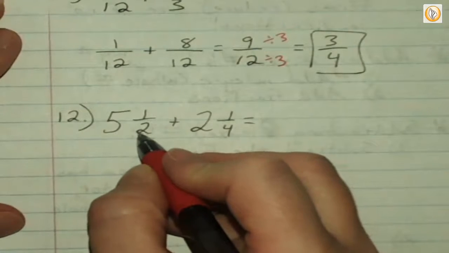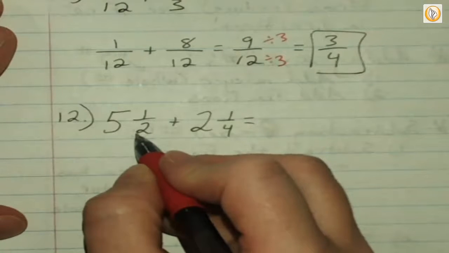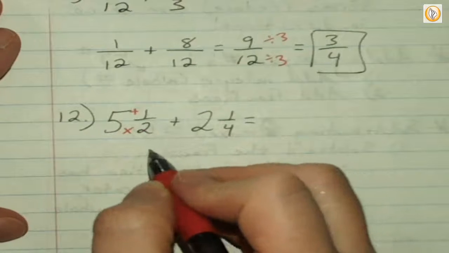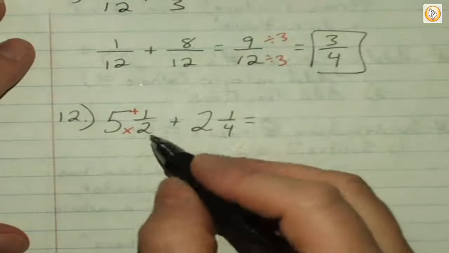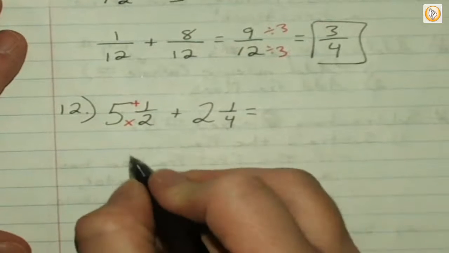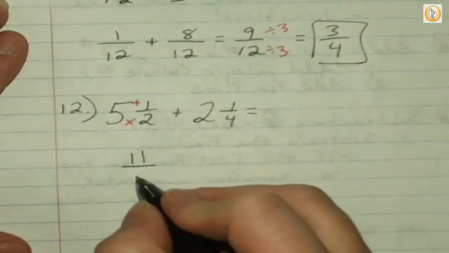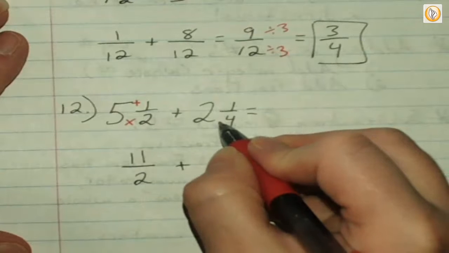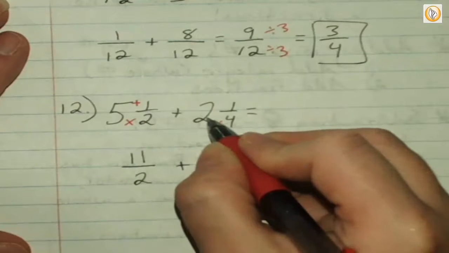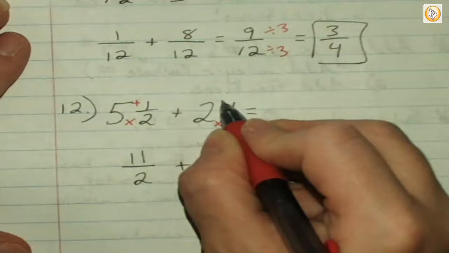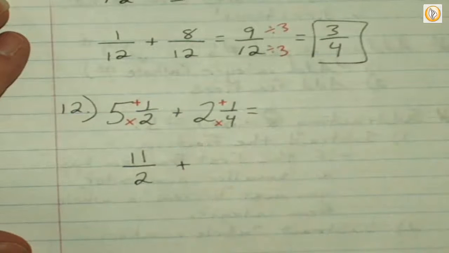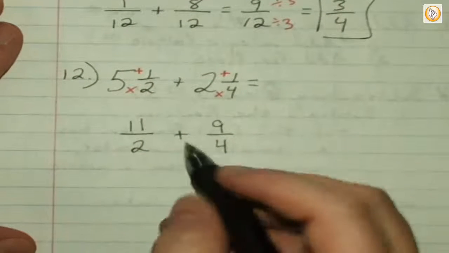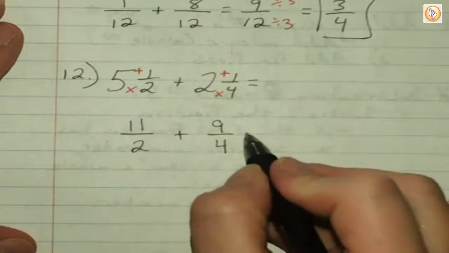So talk me through how to do that. So 5 times 2 is 10, and then 10 plus 1 is 11. You mean 10 plus 1 is 11, right? Sorry. No, you're fine. Over 2. Plus, okay, 4 times 2 is 8. And then 8 plus 1 is 9. Very good, over 4. Okay, so now we changed our mixed numbers into improper fractions.